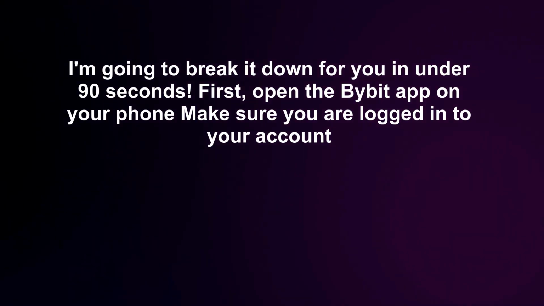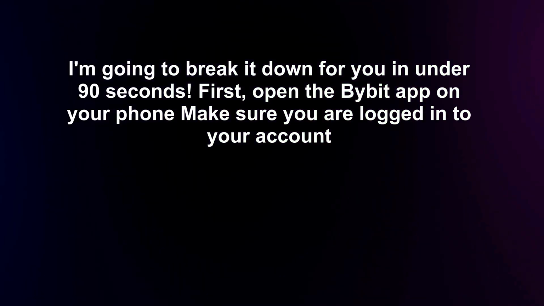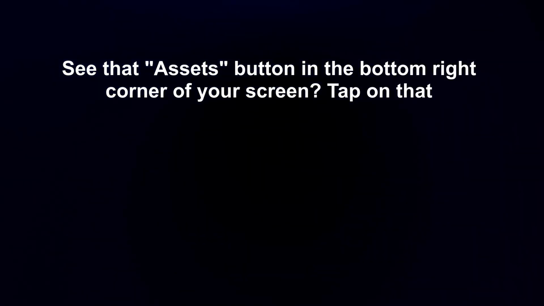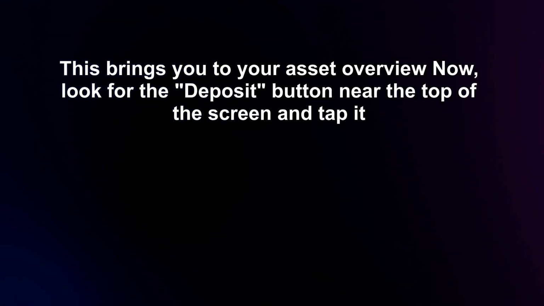First, open the Bybit app on your phone. Make sure you are logged into your account. See that Assets button in the bottom right corner of your screen? Tap on that. This brings you to your asset overview.